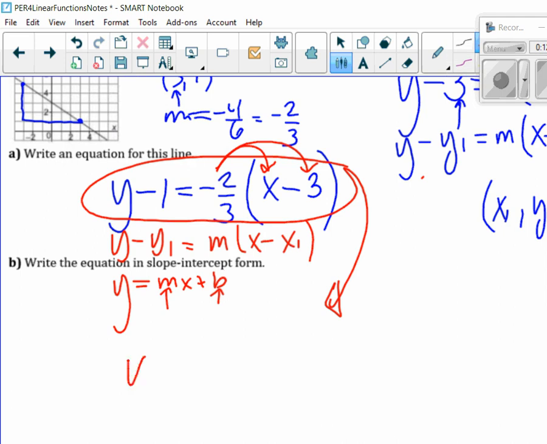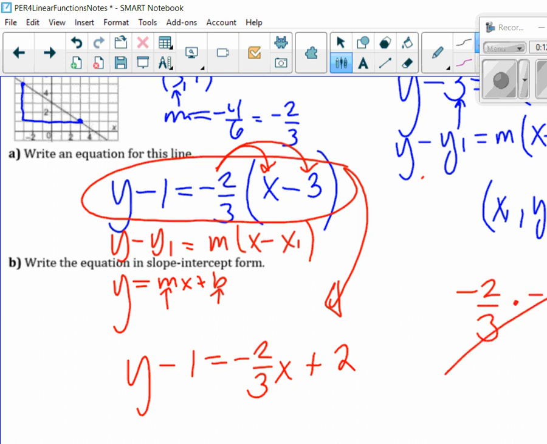So y minus 1 equals, what's negative 2/3 times x? Negative 2/3 x. What's negative 2 over 3 times negative 3? Is it negative 2 or positive 2? Positive 2. How did I get that? Negative 2 over 3 times negative 3. Do you see the 3's cancel? Minus minus makes a plus, right? Positive 2.